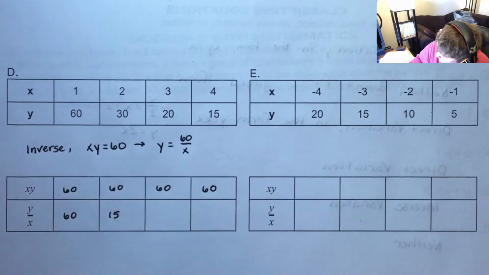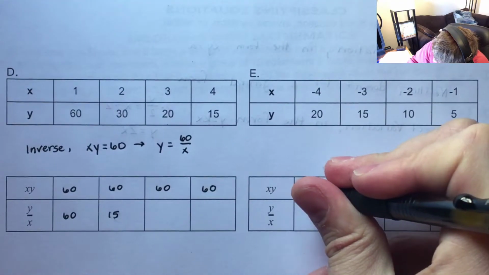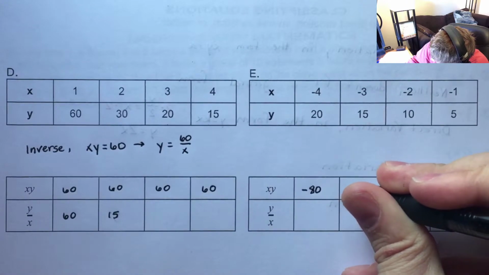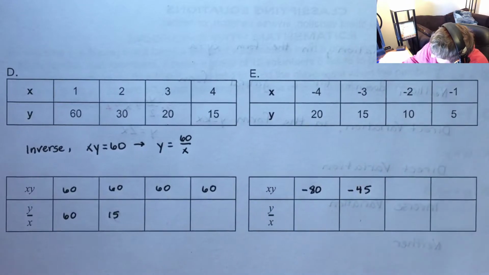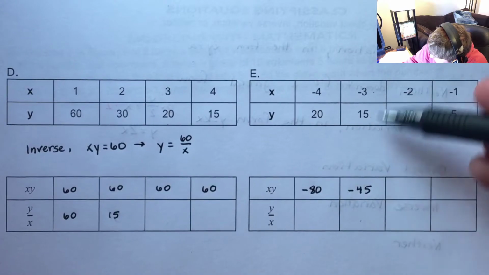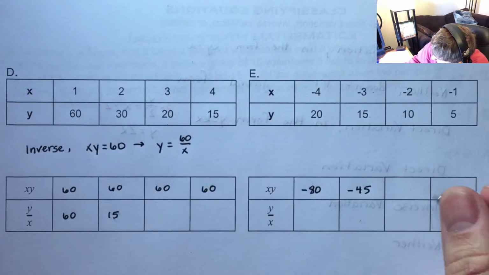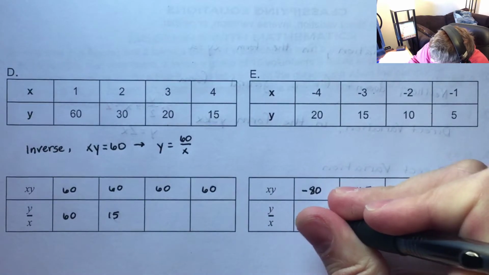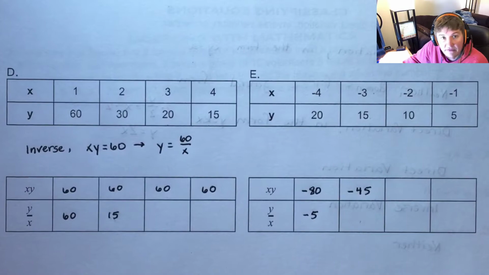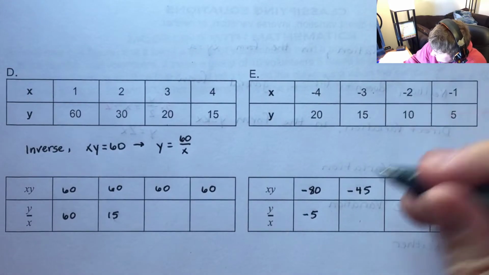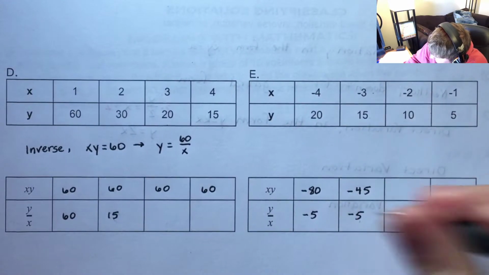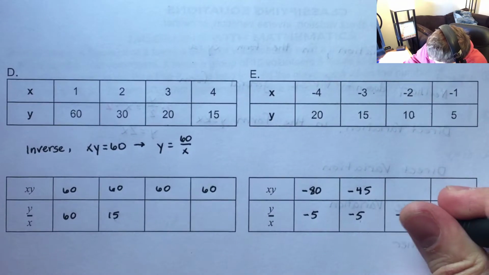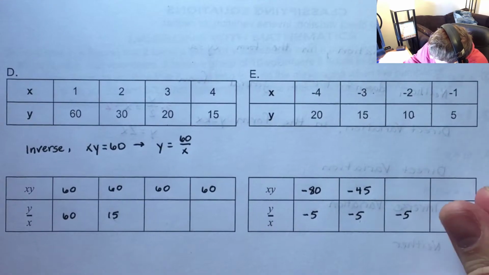Okay, let's do the next one. Here, x times y is negative 80. And then the next one here is negative 45. Okay, 15 times negative 3. So here's our mismatch. We're not going to have that. Okay, and then here, y divided by x is going to be negative 5. 20 divided by negative 4 is negative 5. And then 15 divided by negative 3 is also going to be negative 5. 10 divided by negative 2 is negative 5. And then 5 divided by 1 is negative 5.